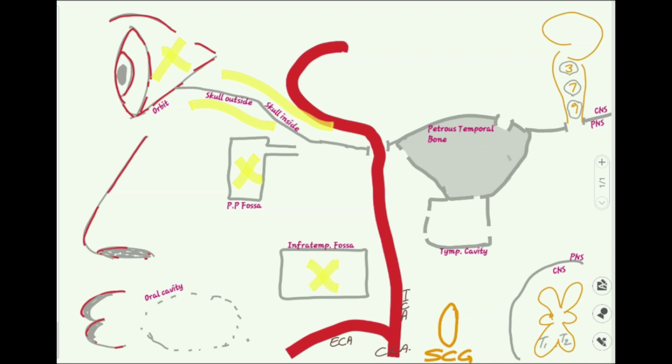This is the infratemporal fossa that is present inside of the mandible ramus. This is the petrous part of the temporal bone which has got the middle layer, that is the tympanic cavity. Here we have got the spinal cord that is present inside the vertebral column.